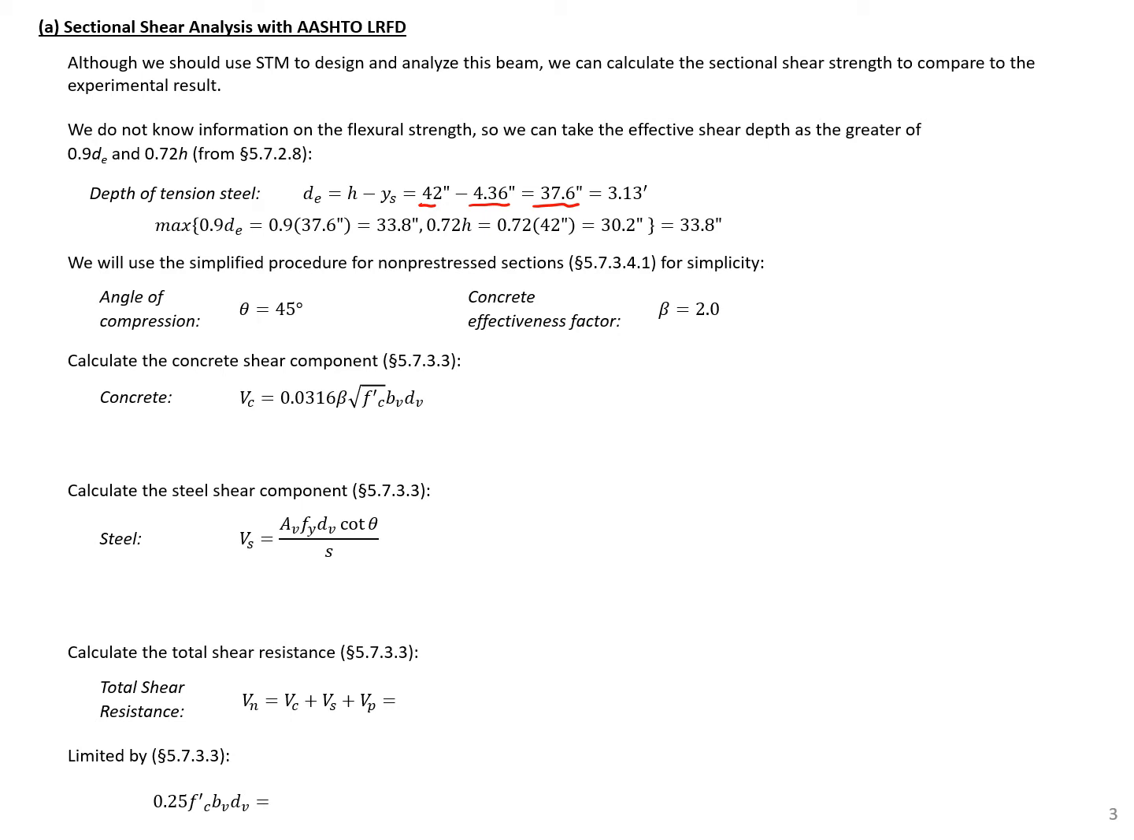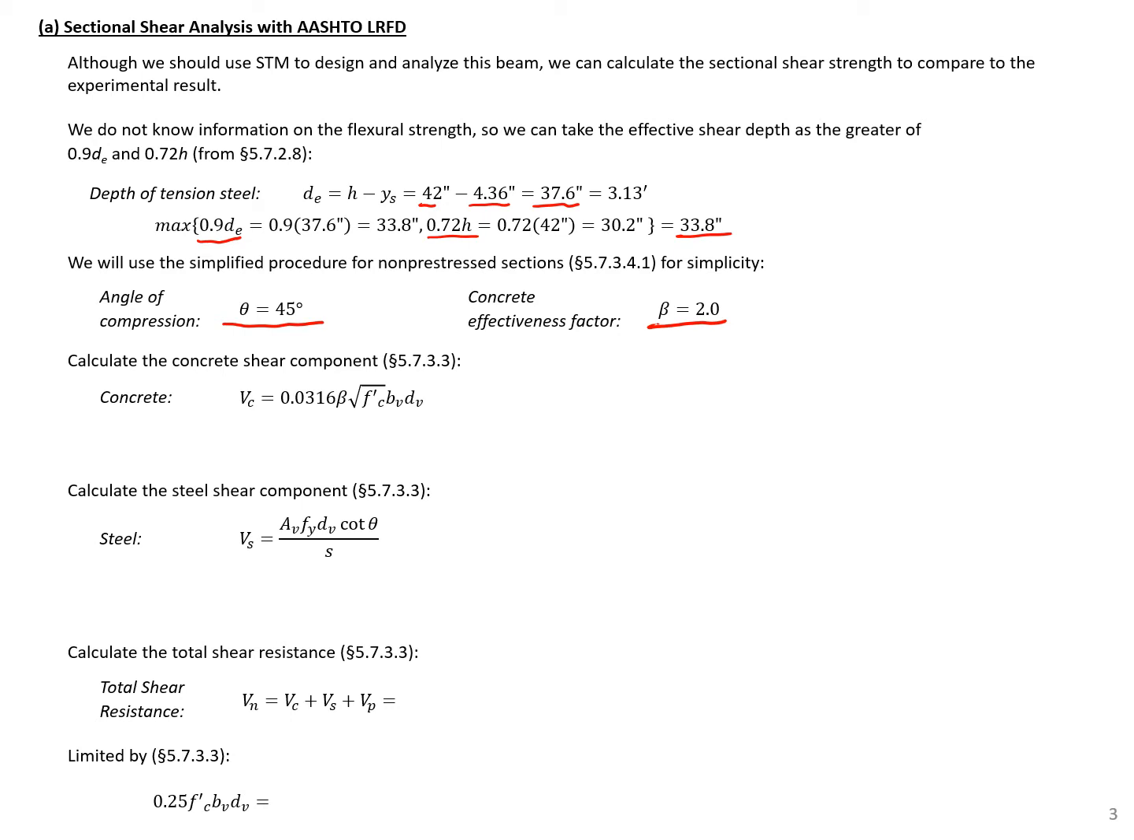So the dV that we'll use in the AASHTO procedure, we're going to assume is the max of 0.9 dE and 0.72 H. It didn't give us any details on the nominal strength of our section, so we're going to use the maximum of these two values. So the max is 33.8, so that'll be our dV that we use. The simplified procedure for non-pre-stressed sections assumes an angle of compression of 45 degrees and a concrete efficiency factor of beta equal to 2.0. So we're going to use those in our VC and VS expressions.